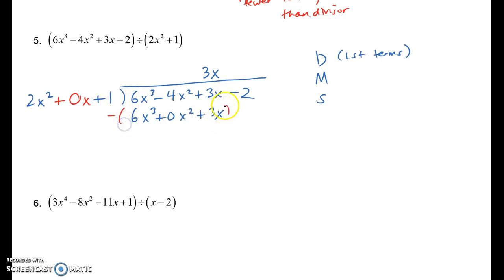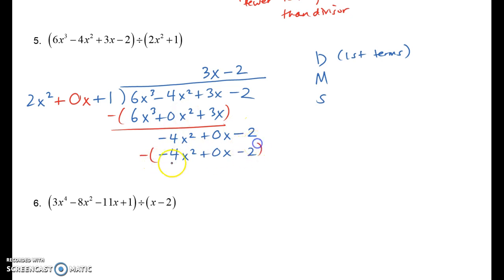And then subtract. My first column cancels. Negative 4x squared minus 0x squared is negative 4x squared. 3x minus 3x is 0x. I'll actually write that in, and then I'll bring the 2 down. So now when I divide, negative 4x squared divided by 2x squared is negative 2. So when I multiply by negative 2, I actually get the same thing as what I'm subtracting it into. So my remainder here is 0. So we get no remainder. And my quotient is 3x minus 2.